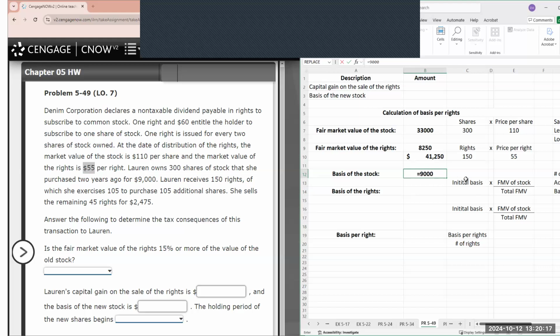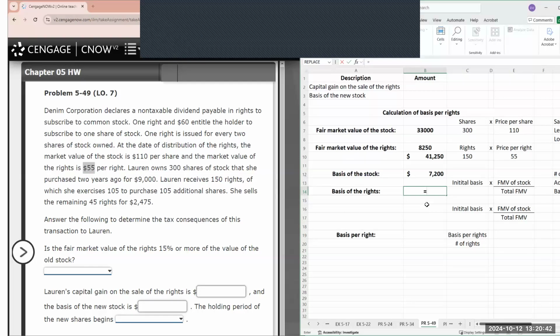$9,000, which represents the initial basis. And then we divide the fair market value of the stock divided by the total value of the stock in addition to the right. So therefore, the basis of the stock in this case will be 7,200.